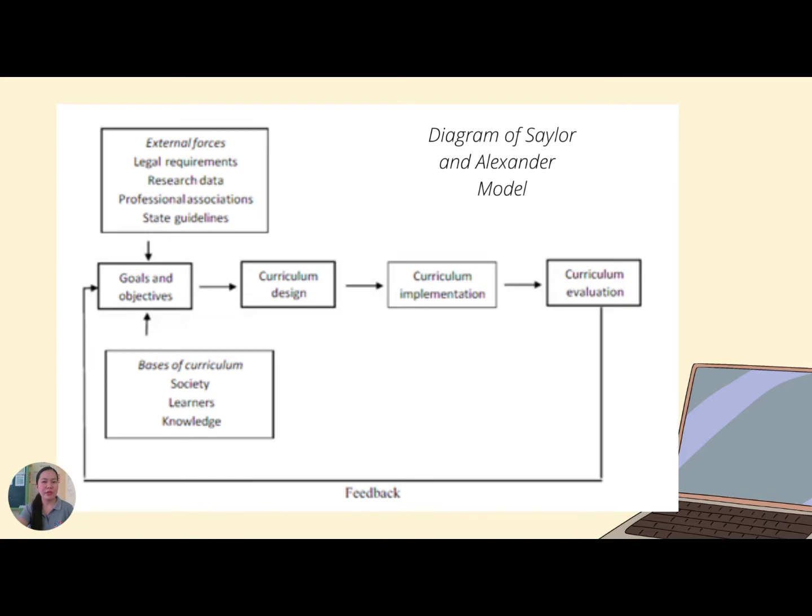After identifying the goals and objectives, we will now proceed to designing the curriculum. After designing the curriculum, it is now time to implement it. And after the implementation of the curriculum, the last stage is the evaluation. This is to make sure that the curriculum has achieved its goals and objectives based on feedback.